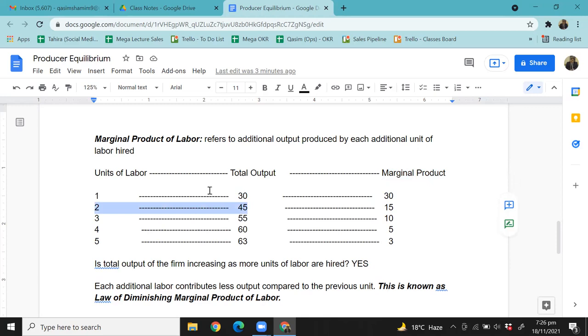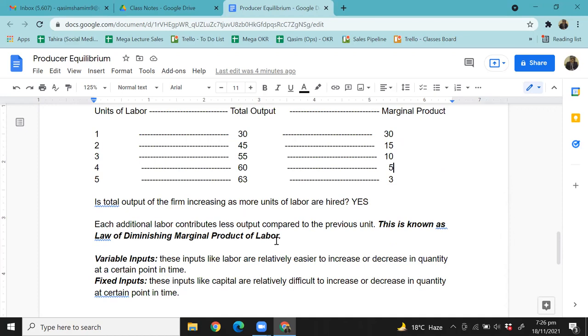So after the first unit of labor, it was 30. So that technically means that the second guy on his own produced how many units? 15 units. Similarly, when you subtract the total output of 55, which is at the level of 3 units of labor, from 55 you subtract 45, right? You get 10, which is the marginal product for the third unit of labor, and similarly for the fourth and the fifth, right? This is making sense.